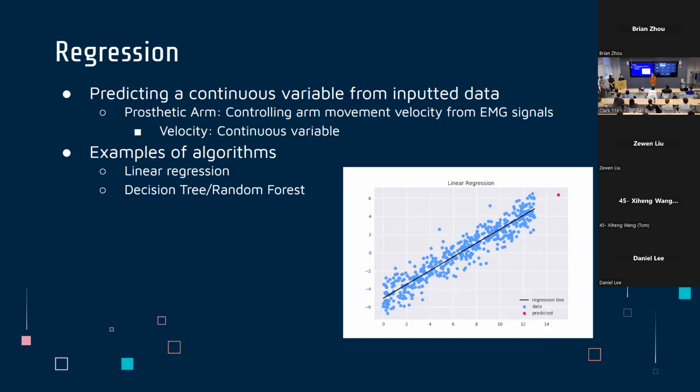So the next kind of machine learning problem is regression, and this is the problem we were trying to tackle in our project over the summer. Regression is predicting a continuous variable from input data. An example in the context of a prosthetic arm is controlling the movement velocity. You can move your arm really fast or really slow, but there's a variable in that. It might be 2 meters per second, 5 meters per second, whatnot.